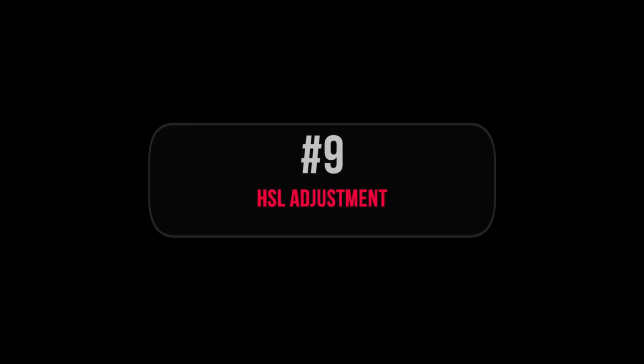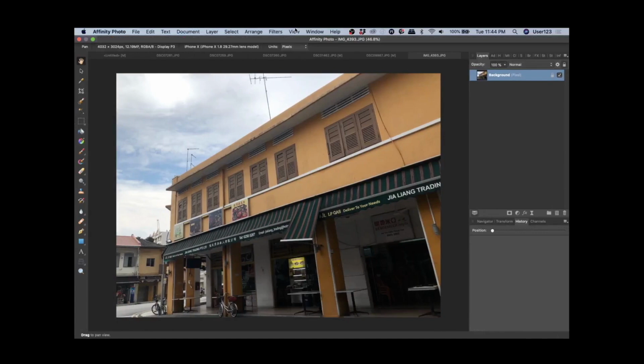Number 9. HSL Adjustment. The ability to adjust the color of an image has been a staple of Lightroom. I'm happy to note that Affinity Photo gives you a similar capability and even allows you to pick a color of the image to adjust the HSL on. Okay, so to demonstrate HSL adjustment, we're going to use this image here. So this image is taken with an iPhone. The colors don't seem to match what I saw at the scene, and it looks a little bit flat.